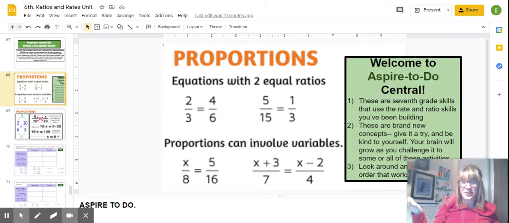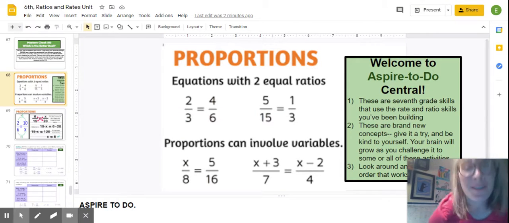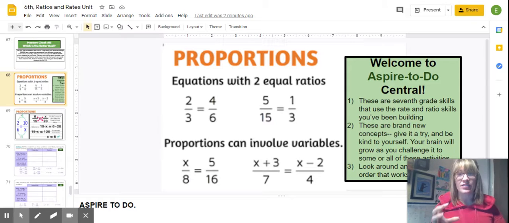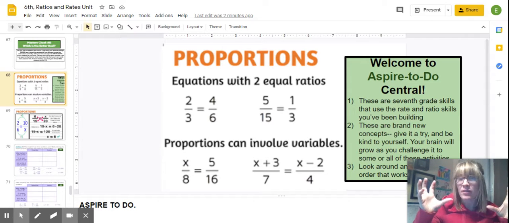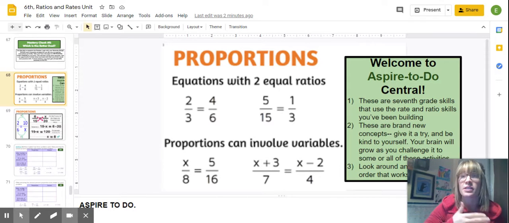So, welcome to the land of Aspire to Do's. This is going to introduce you to some seventh grade concepts that you'll explore perhaps more deeply in your future. For now, it's a fun place to travel and see where these rates and ratios, this information you've been practicing and exploring, can guide you. So, a proportion.